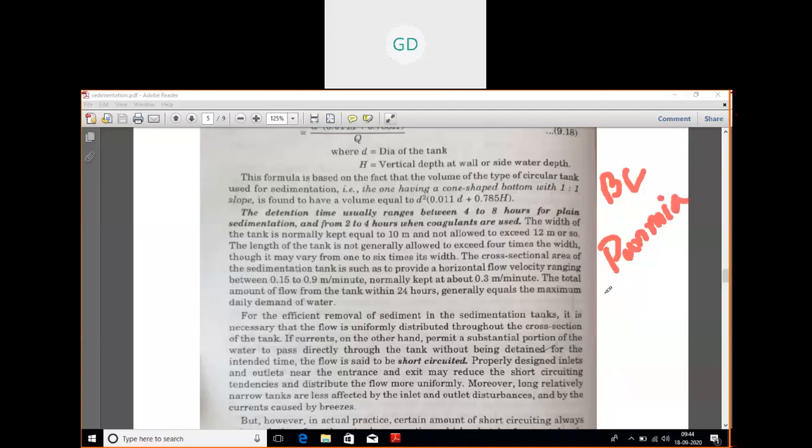You can buy this one also, and the one I am using is SK Garg, Water Supply Engineering Volume 1. Volume 2 is about sewage disposal and, I guess, air pollution engineering. Sewage disposal and air pollution engineering, SK Garg. That will be all about your chapter 2 and chapter 3 also. The pollution chapter is also there.